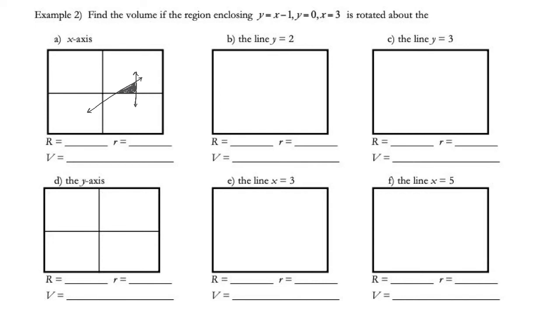And so it's a good idea just to go ahead and find that point of intersection for these. So I need to find where the line y equals x minus 1 intersects with x equals 3. Well, that's pretty easy. We're just going to plug in 3 and we're going to get a 2.